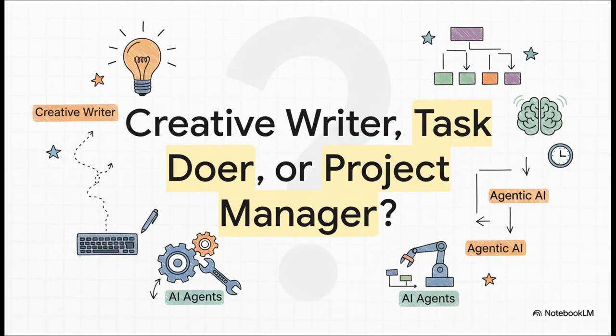Okay, let's kick things off with a simple analogy. Imagine you have three different kinds of helpers. First, you've got a brilliant, creative writer. Next, a super efficient task doer who just gets things done. And finally, a full-on project manager who can see the big picture and run the whole show. Just hang on to those three roles because they are the perfect way to understand the AI we're about to break down. Let's start with the first one.